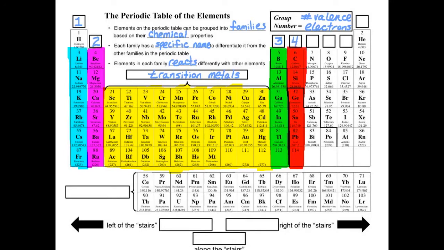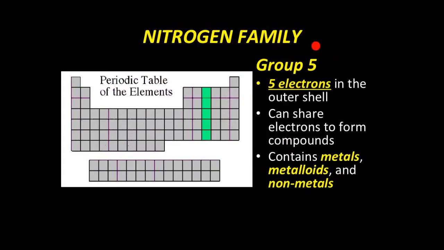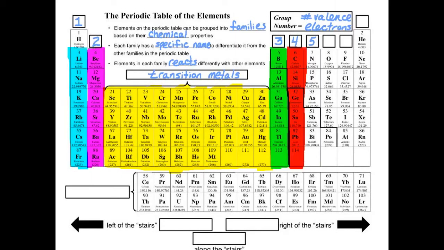Alright. Group 5 contains nitrogen at the top, so it gets the nitrogen family name, also not a commonly used name. Group 5 has 5 electrons in its outer shell, and these guys can share electrons to form compounds. When we talk about bonding of atoms to form molecules or compounds, it's going to be important that we know what sides of the periodic table elements come from, what groups they come from. That's going to help guide our construction of molecules. And again, this group contains metals, metalloids, and nonmetals. Let's fill in our table and add in a little bit of color.